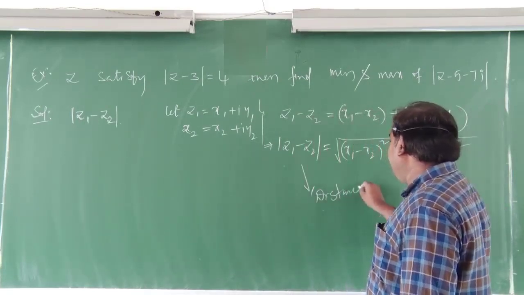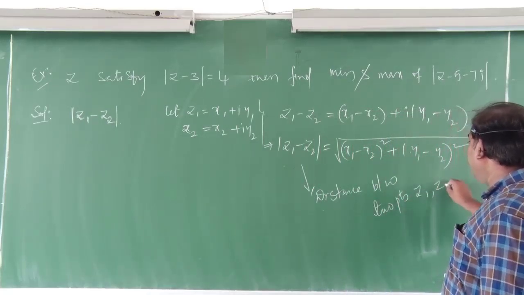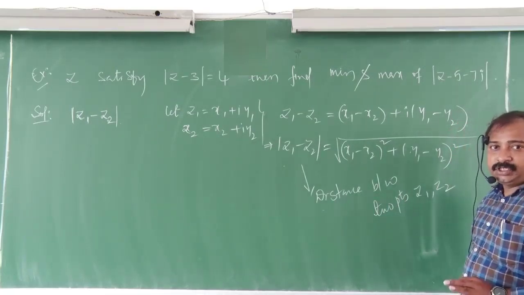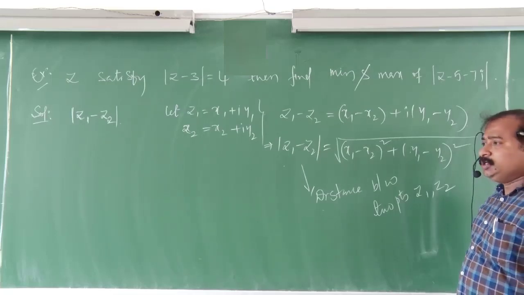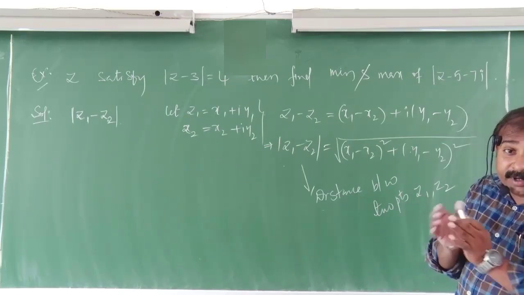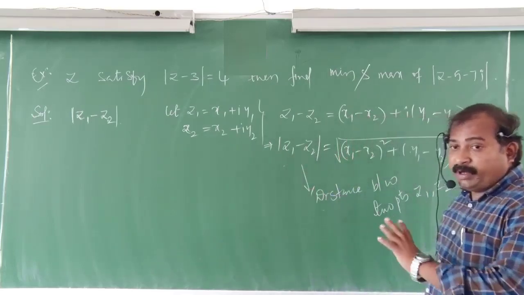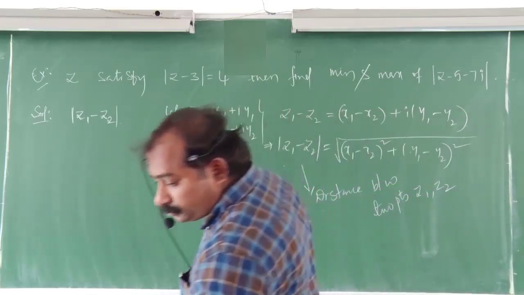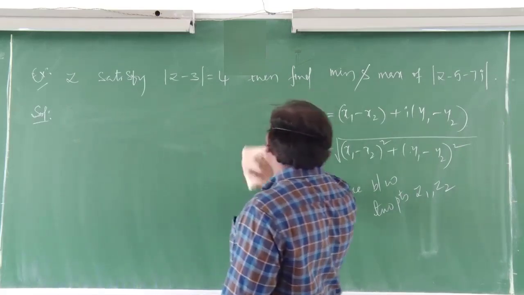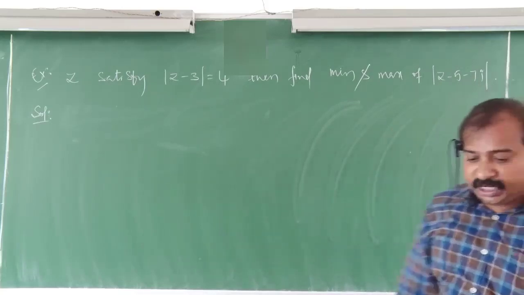It is the distance between the two points z1 and z2. This is the geometrical meaning of the modulus of z1 minus z2. Whenever they give modulus of z1 minus z2, algebraically we can calculate, but the geometrical meaning is nothing but the distance between these two points z1, z2. Remember this one. Now, what are they asking? z satisfies the condition modulus of z minus 3 is equal to 4, and then find the minimum and maximum of modulus of z minus 7i.